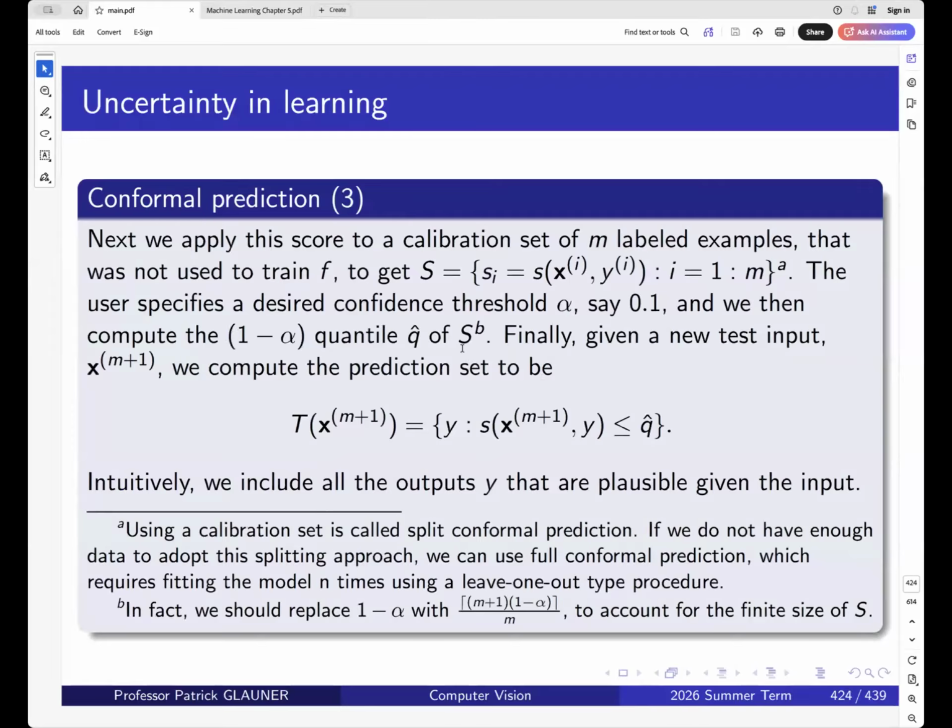Just one note that is also made in the book. We can calculate the 1 minus alpha quantile in actually a better way. 1 minus alpha could be replaced by this formula to account for the finite size, but it's just a tweak. For now, we just stick with 1 minus alpha.